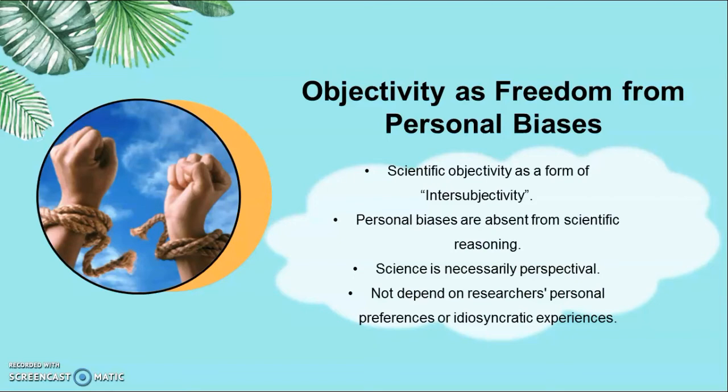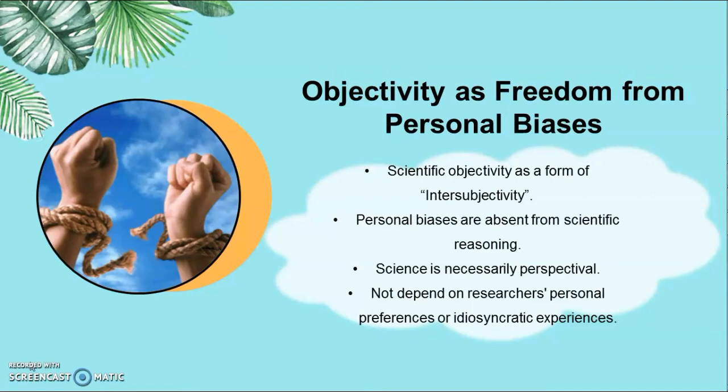What is meant by intersubjectivity? Intersubjectivity is a term coined by social scientists as a shorthand description for a variety of human interactions. Science is objective to the extent that personal biases are absent from scientific reasoning, or if they can be eliminated in a social process.